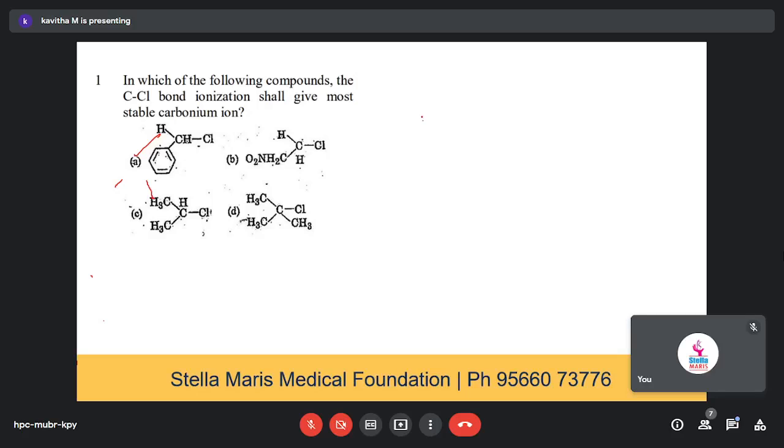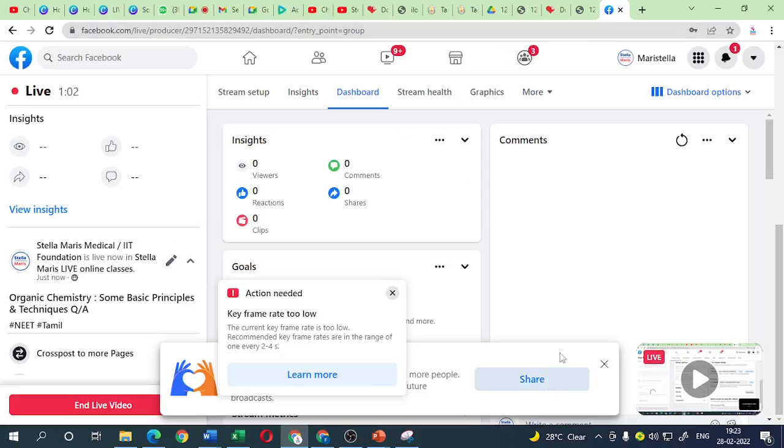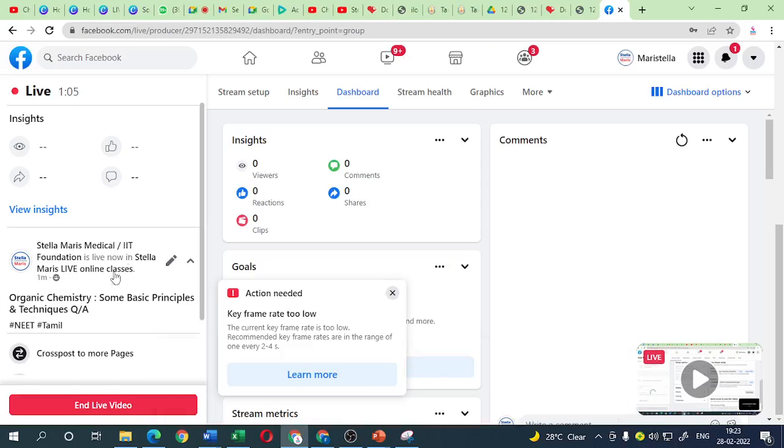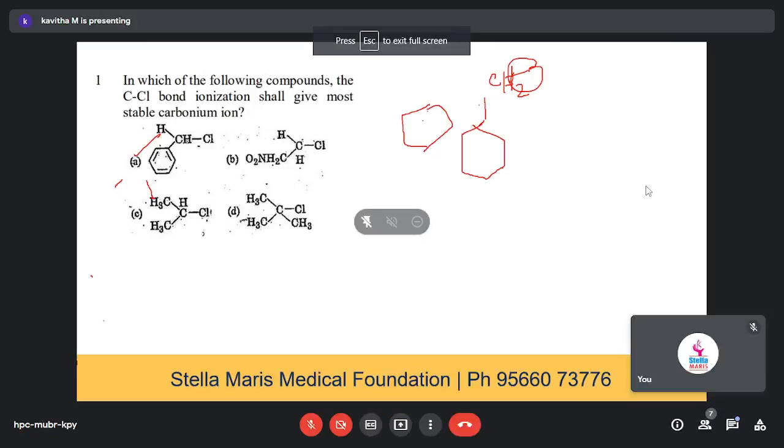After the removal of Cl minus, let me do it again. The benzene ring with the CH2 group at the top, right? A CH2 cation will be there, and this is stabilized by resonance.